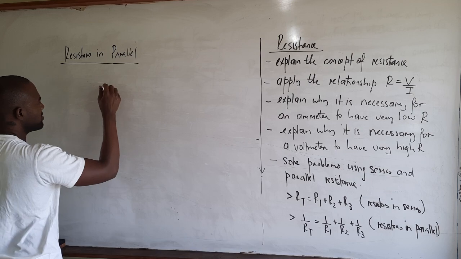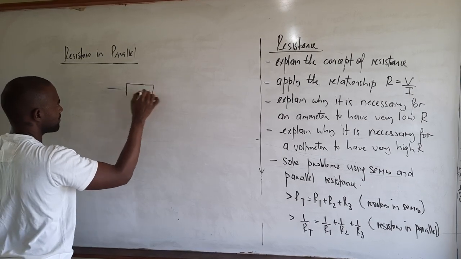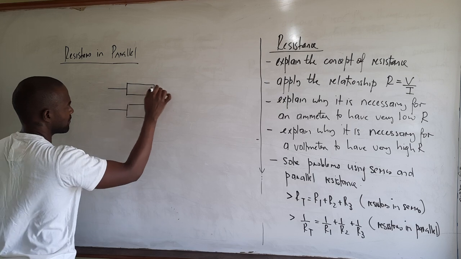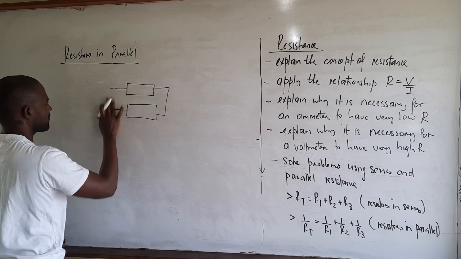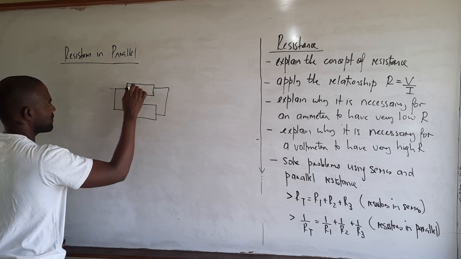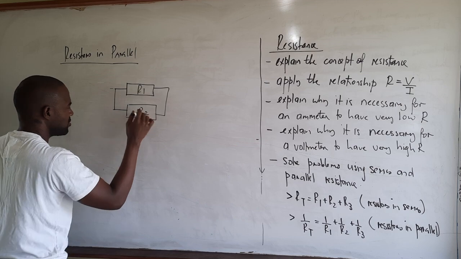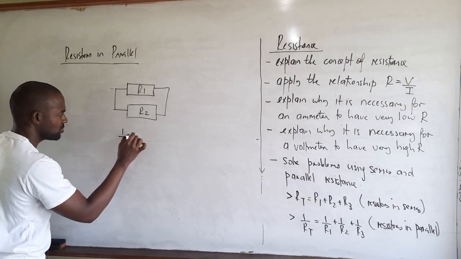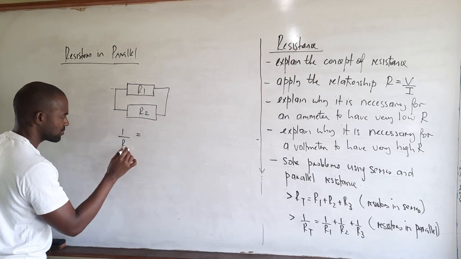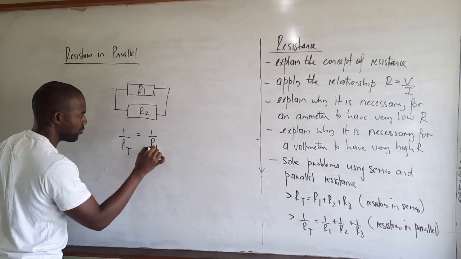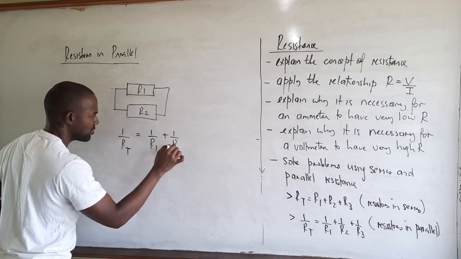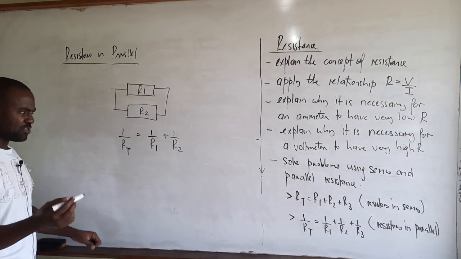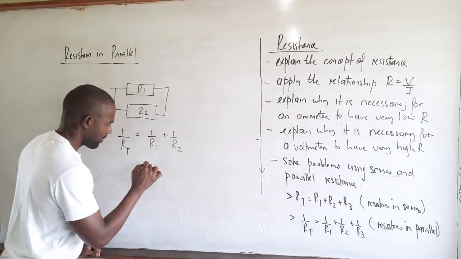So if it is 2 resistors in parallel, R1, R2, then essentially the formula becomes 1 over RT equals 1 over R1 plus 1 over R2. Now let's treat this as 2 fractions.